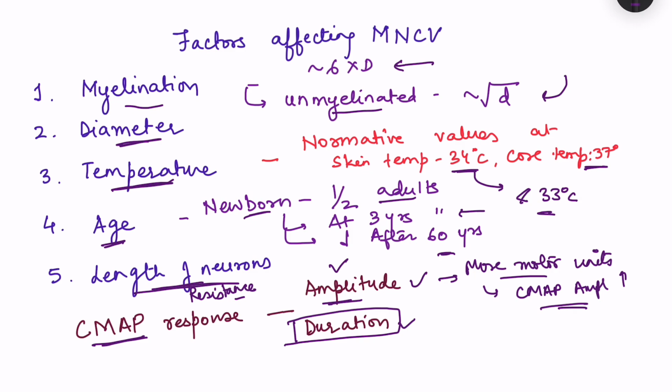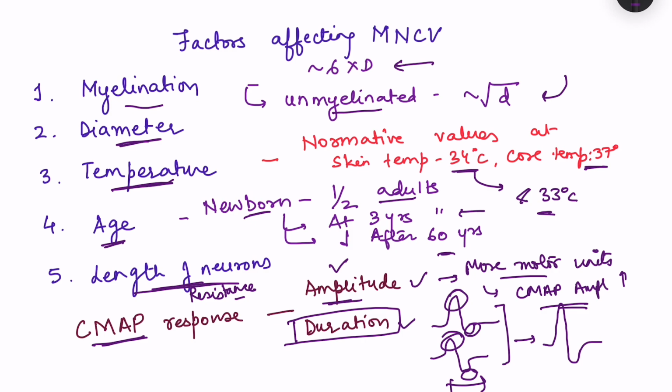See, we are saying that the CMAP response is a summing up of the action potentials. So say suppose this is one motor unit action potential and this is the second motor unit action potential, and if we see the duration even after summing up, what will happen? Amplitude is going to increase but the duration is going to remain the same, because this will add up, right? And they will add at the same time because they are being stimulated together.